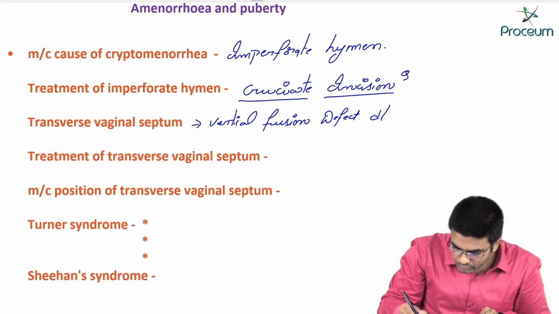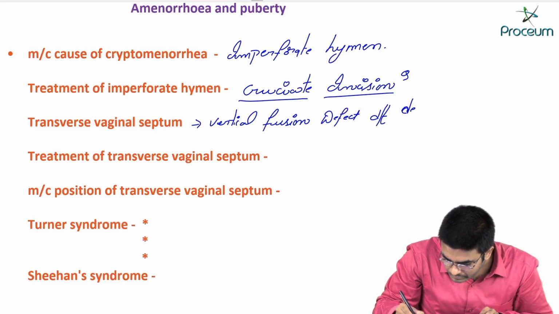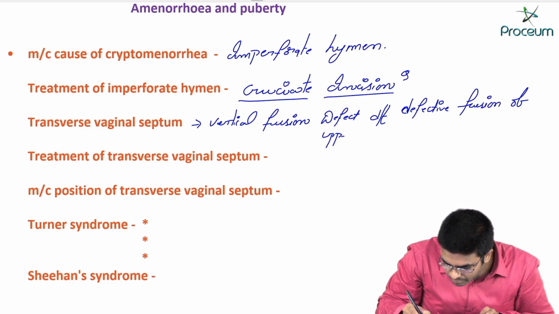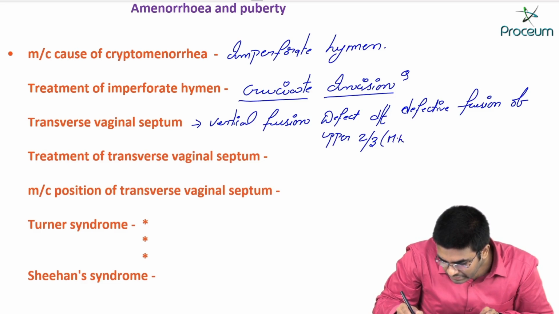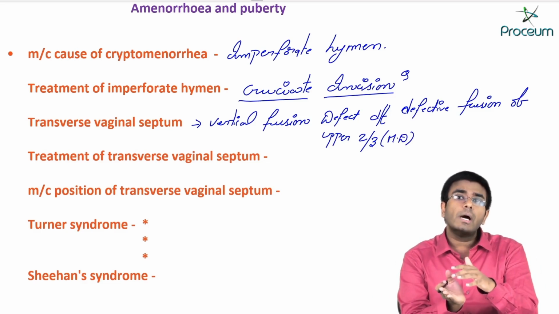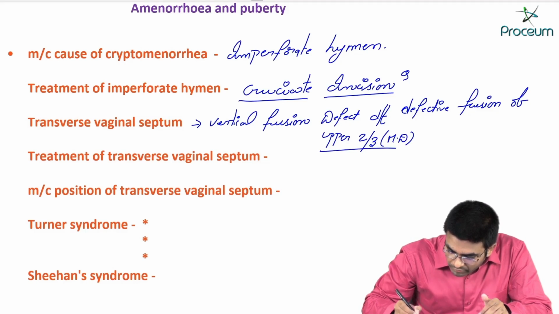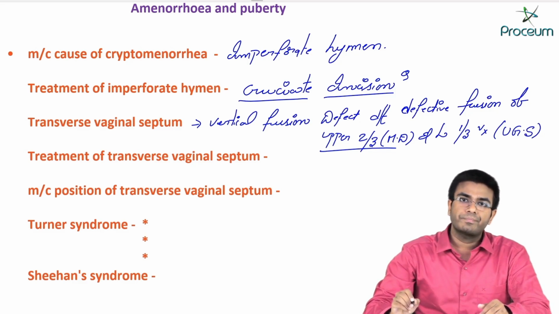Okay, due to non-fusion or defective fusion of the upper two-third of the vagina, which is Mullerian duct in derivative. The Mullerian ducts are going to form the upper two-third of the vagina. So it's a defect due to defective fusion of the upper two-third of the vagina and the lower one-third of the vagina, which is urogenital sinus in origin. Clear?